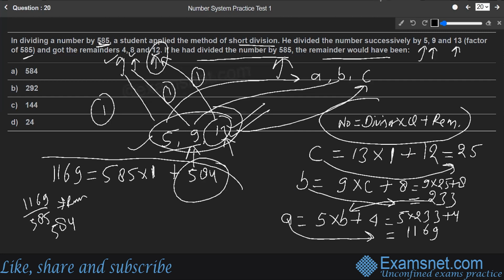So that's what was being asked: when this particular number is divided by 585, what's going to be the remainder? Clearly the number we have found is 1169, and when 1169 was divided by 585, we got the remainder as 584. So that is going to be the right answer. The remainder value is option A, 584, and that is the right answer for us.